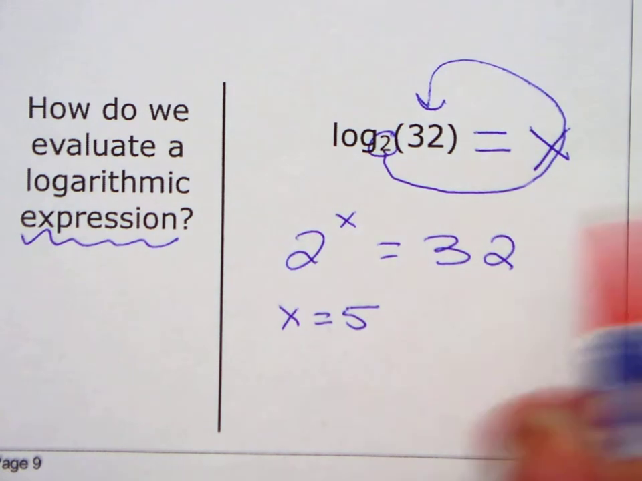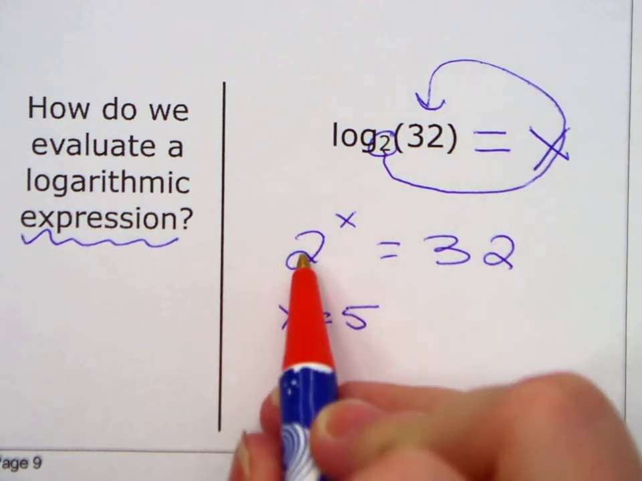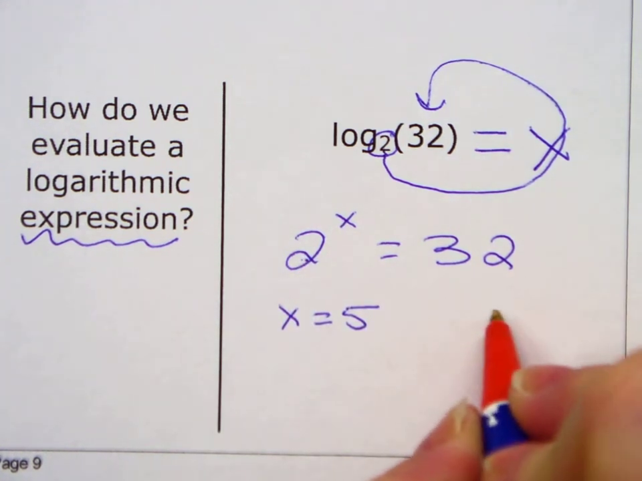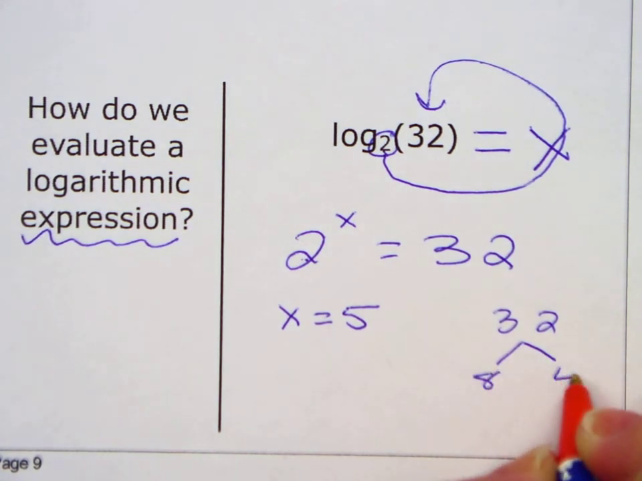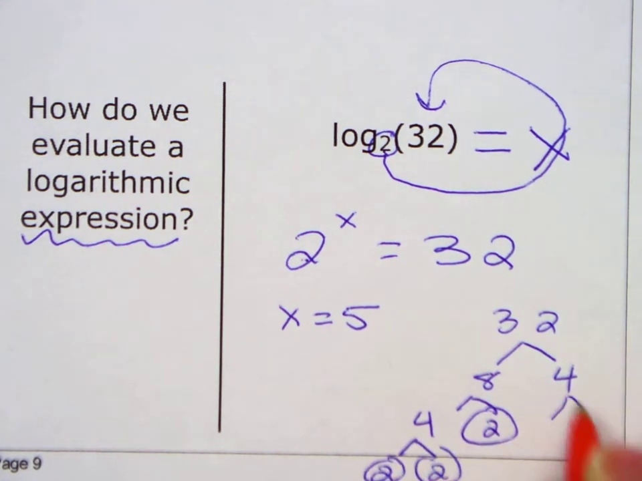It was 5. So here's what you do if you're not sure. 2 to something. So remember, 2 times itself how many times? If you don't have a calculator, what I like to do is I just make a prime chart. So 32 is 8 times 4. 4 times 2. There's a 2, 2, 2, 2, and 2. How many 2's are there? 1, 2, 3, 4, 5. 2 to the 5th is 32. So it's 5.